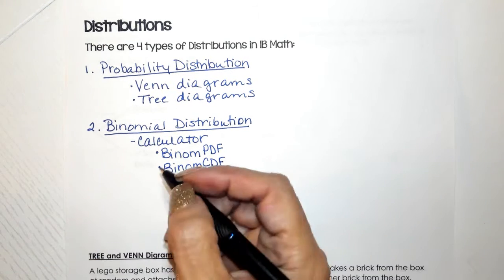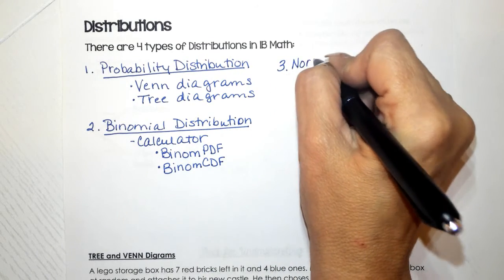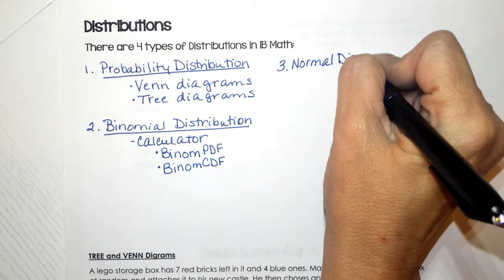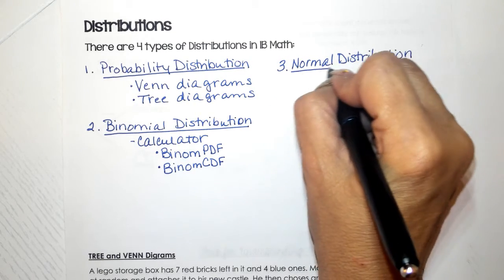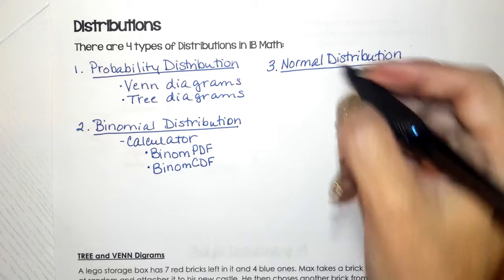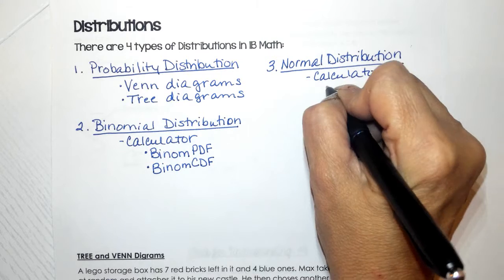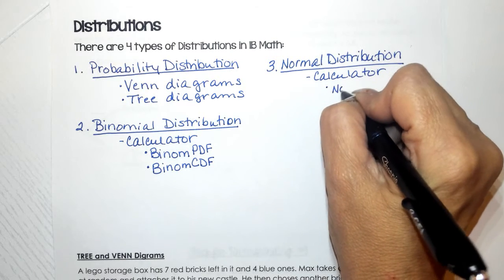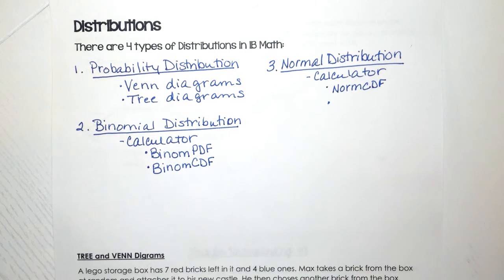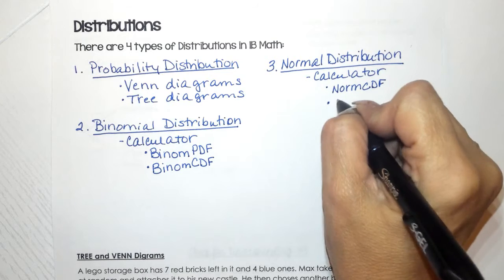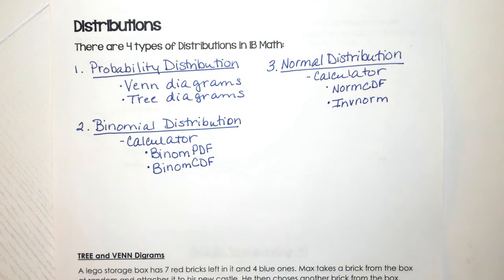The third one that we're going to do is the normal distribution. We've kind of already talked about it. We drew our normal distribution, our bell curve. I'm just going to say bell curve, since everybody seems to know that. This is also calculator driven, and there are 2 that we talk about. One is the normal CDF, norm CDF, and then what's called an inverse norm. Again, these are all going to be on your calculator.